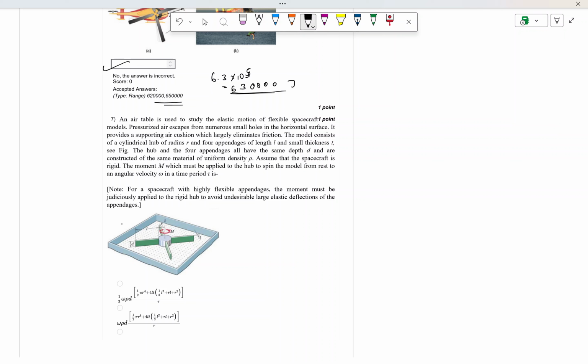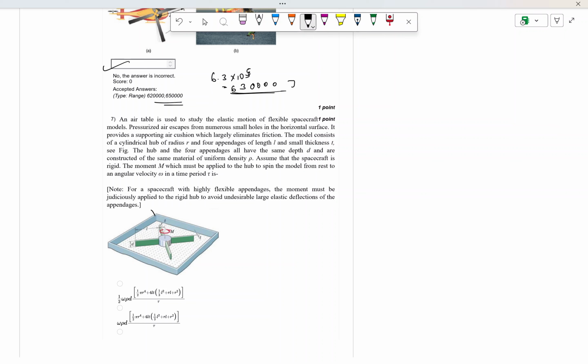spacecraft models. Pressurized air escapes from numerous small holes in the horizontal surface. It provides a supporting air cushion which largely eliminates friction. The model consists of a cylindrical hub of radius r and four appendages of length L and small thickness T. See figure. So the center part, there is a hub.